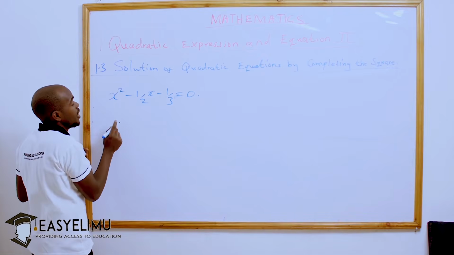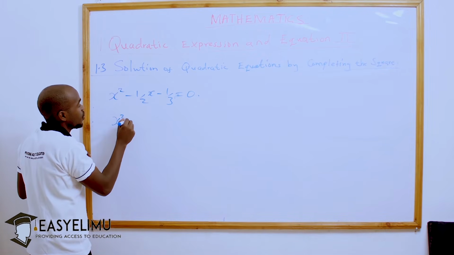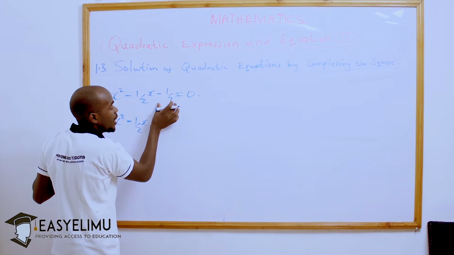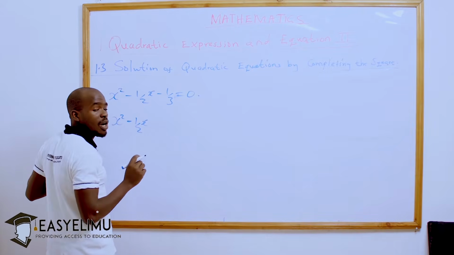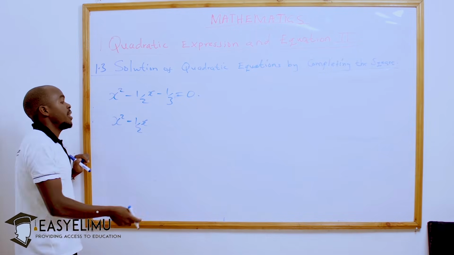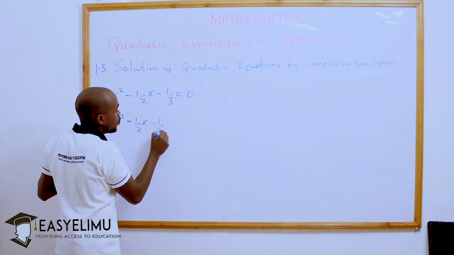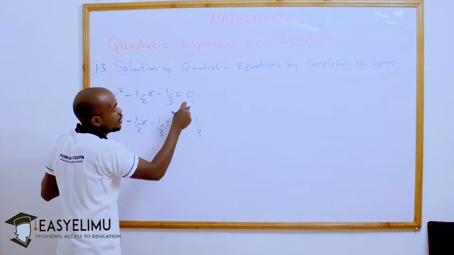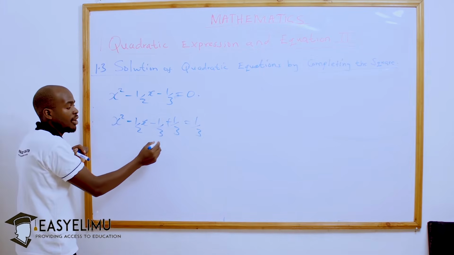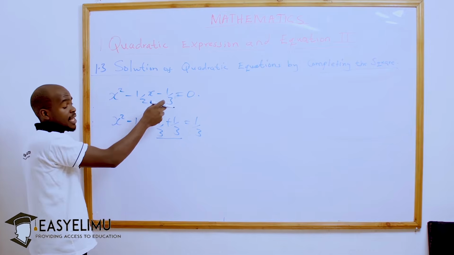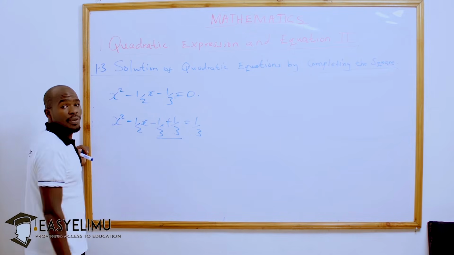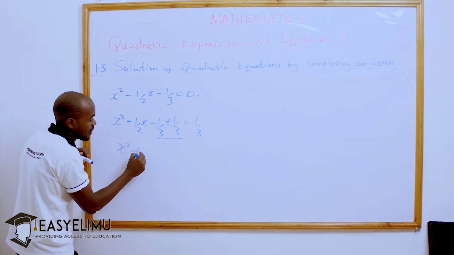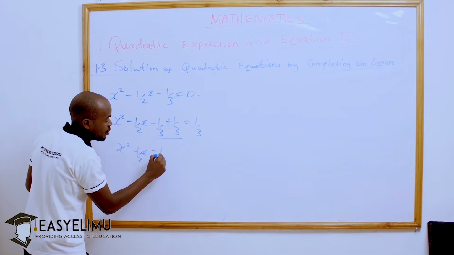So here what we shall do, we are going to rewrite x squared minus a half x, but we have this c. So to make it the way we want, so as we introduce the perfect square, then we have to add a third on both sides. So it will be 0 plus a third, you will find a third. And on this side, if you take negative a third, you add positive a third this way, you will find it will be eliminated. So we shall remain with x squared minus a half x is equal to a third.